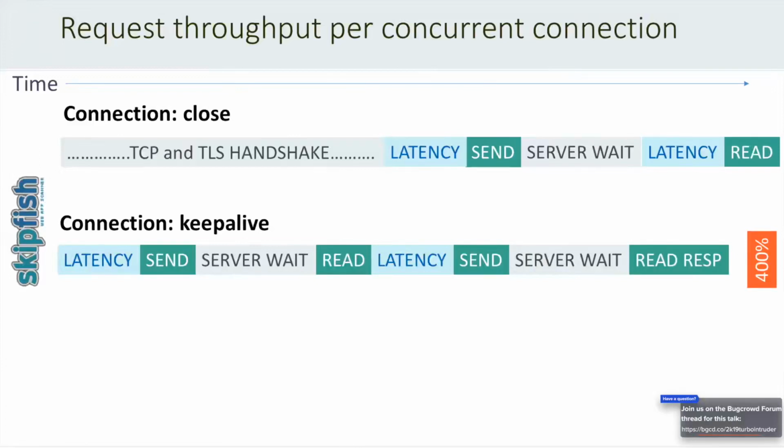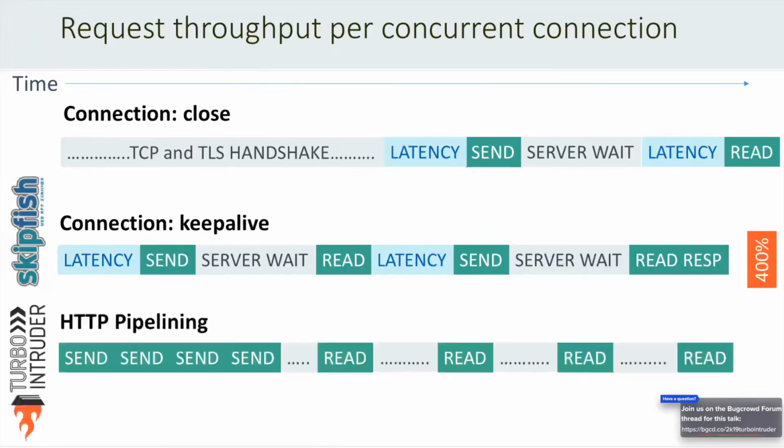And the very first version of Turbo Intruder was simply a hacked up version of Skipfish's code. But then I found something that let me make Turbo Intruder even faster. And that is an old school technology called HTTP pipelining. Now, HTTP pipelining is not used by any modern browsers as far as I'm aware, but it is supported by the majority of servers.